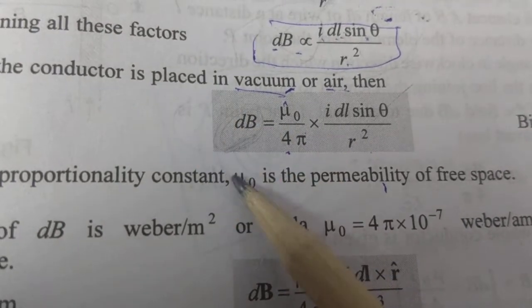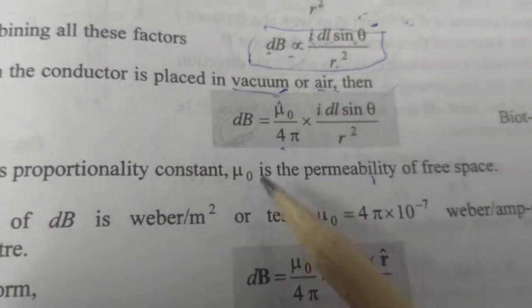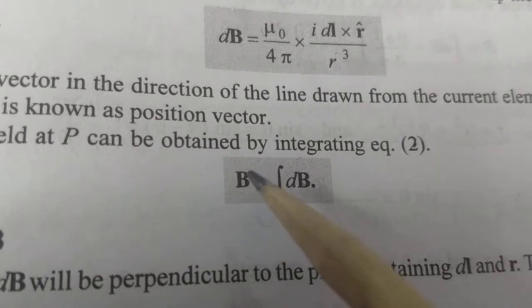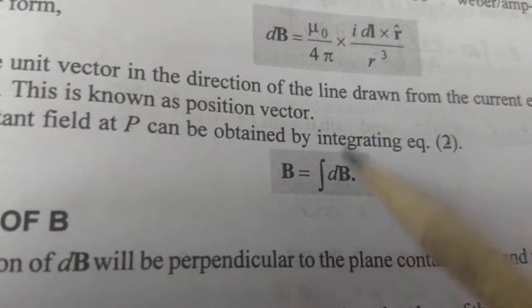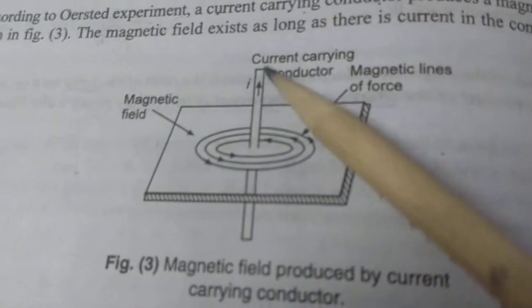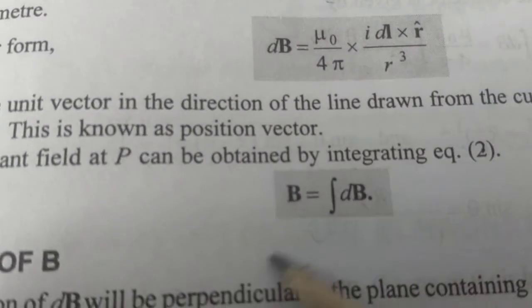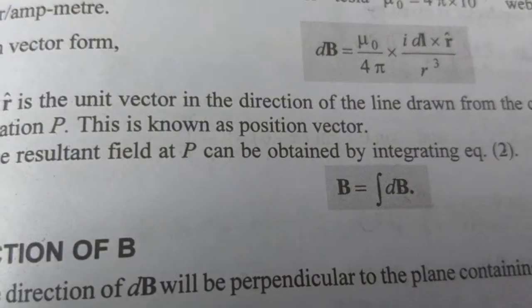If we have to consider the entire length of the wire, then we have to integrate dB and get B is equal to integral dB. So if Biot-Savart law is asked, you have to explain all this derivation till B is equal to integral dB.